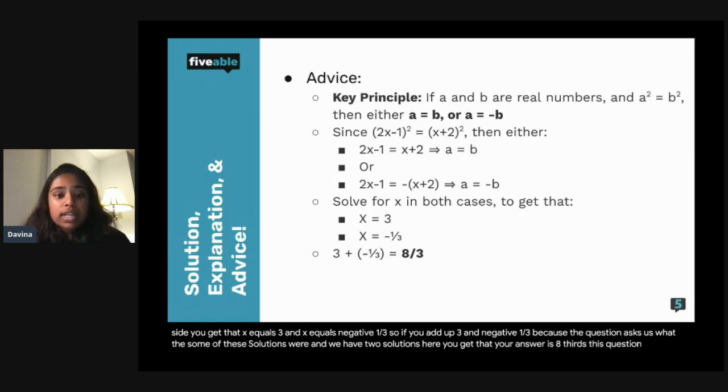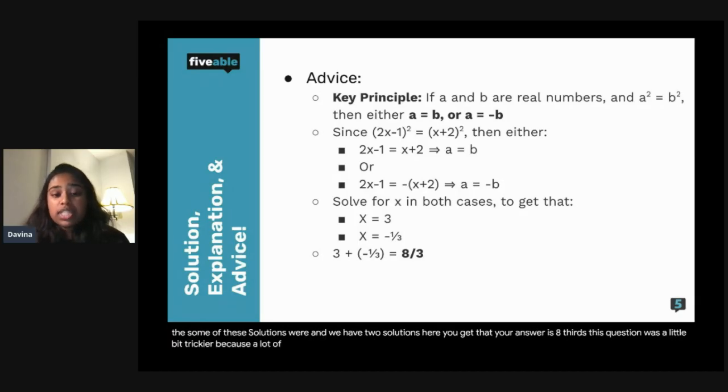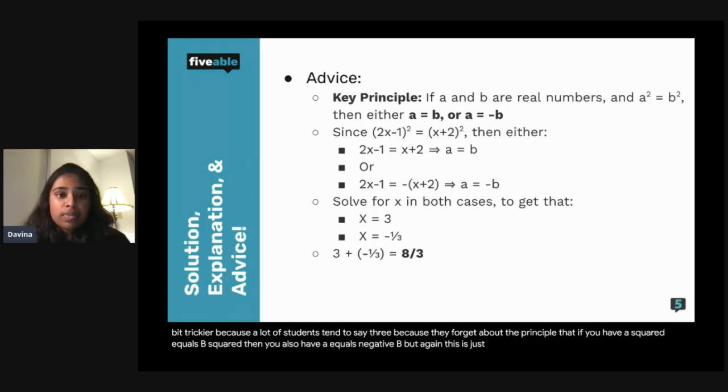This question was a little bit trickier because a lot of students tend to say 3 because they forget about the principle that if you have A squared equals B squared, then you also have A equals negative B. But again, this is just something that's important to know, and if you write it down and practice with some problems on this, it'll be easier to remember.